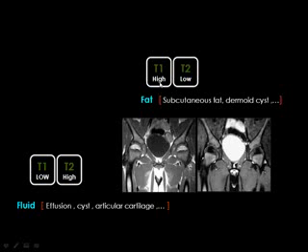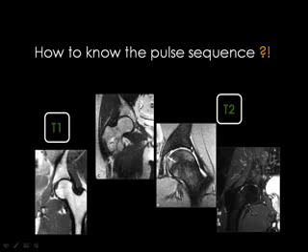Then the structures which appear high in the T1 and low in the T2 are the fat, and the fat is located in the bone marrow and located subcutaneously. The opposite of the fat is the fluid, and the fluid appears black in the T1, like the fluid in the urinary bladder, and bright in the T2 weighted image.